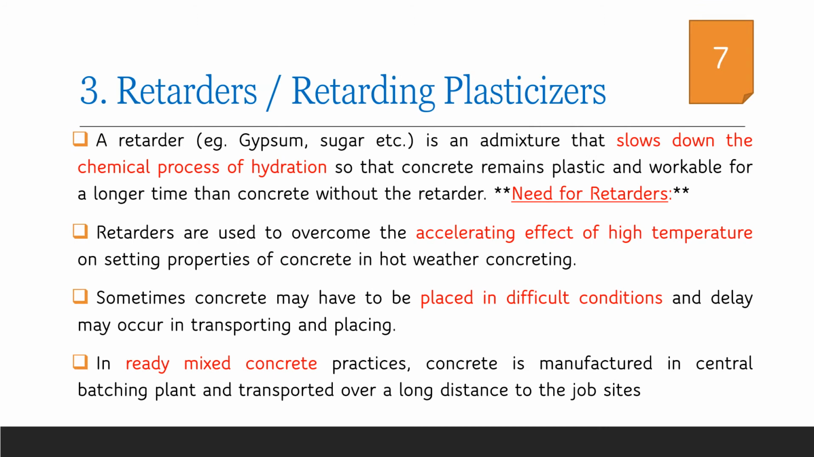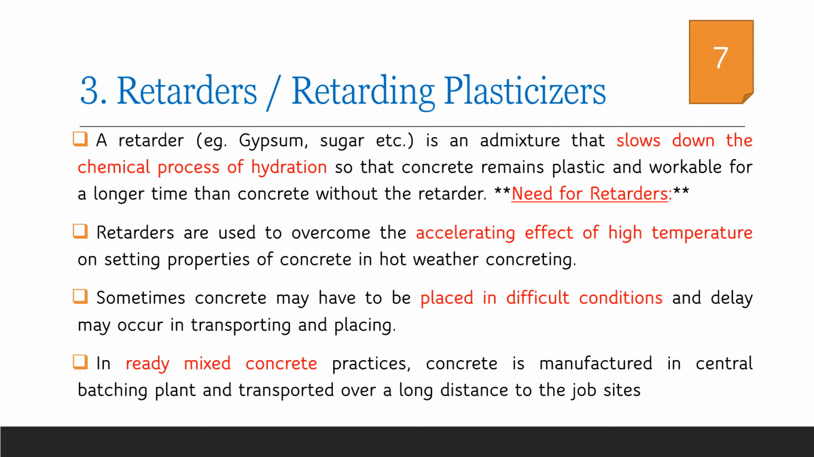We have discussed plasticizers and superplasticizers, and now we shall discuss retarders and retarding plasticizers. A retarder is an admixture that slows down the chemical process of hydration. Gypsum can be a retarder. As we have discussed during the manufacturing of cement, gypsum is added in order to increase the setting time of cement. Also, sugar can be a retarder of concrete.